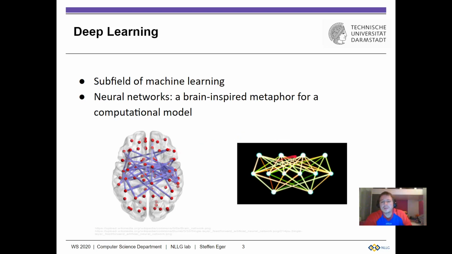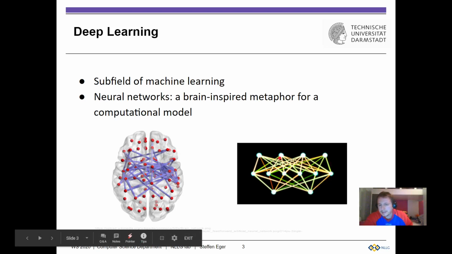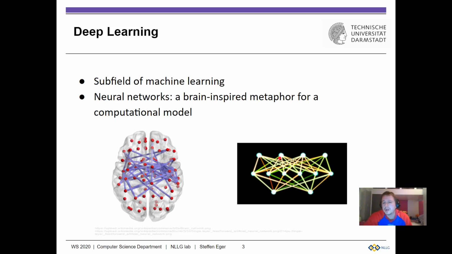And then analogously, people in the 1940s, 1950s tried to come up with a computational model that is built upon those elementary conditions, namely having neurons, or we could also call them, in a more graph-like terminology, nodes, and those nodes are connected via some weights or links, right?